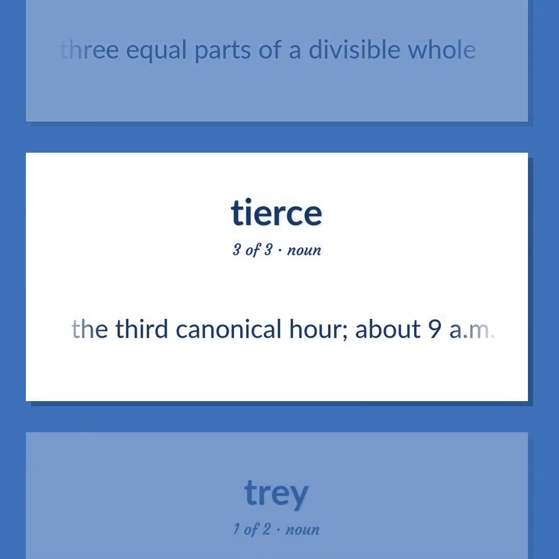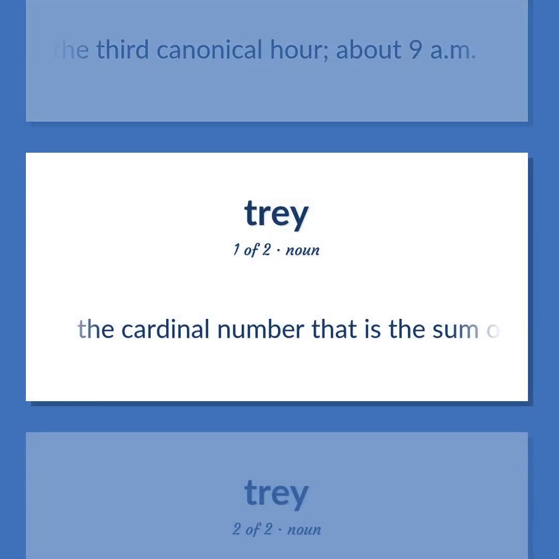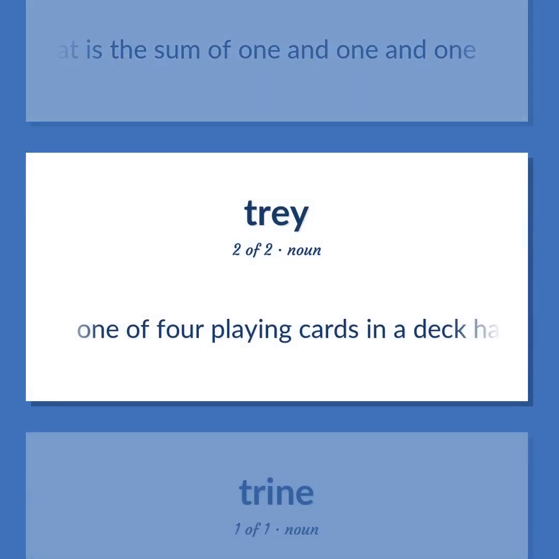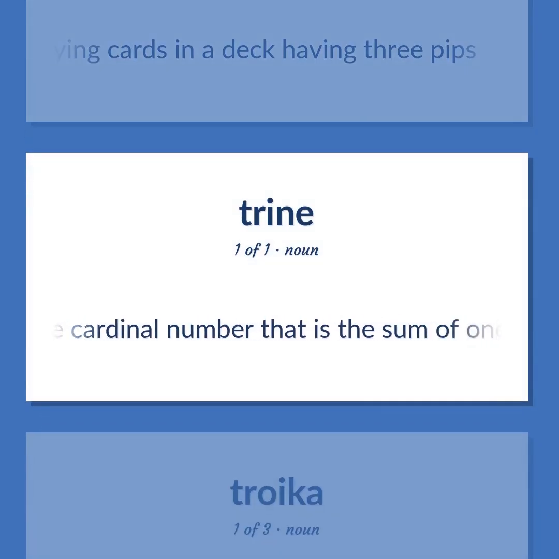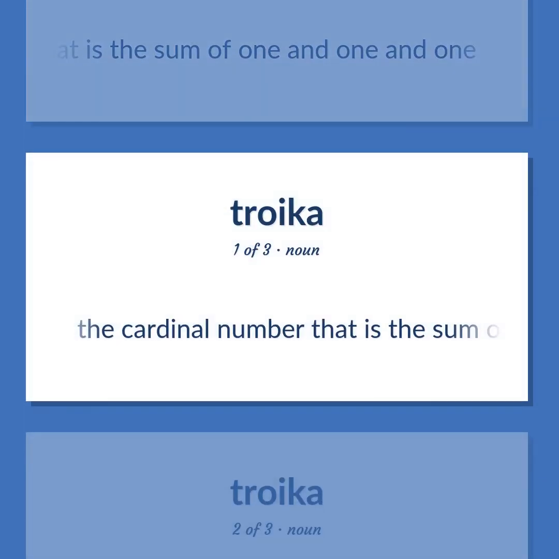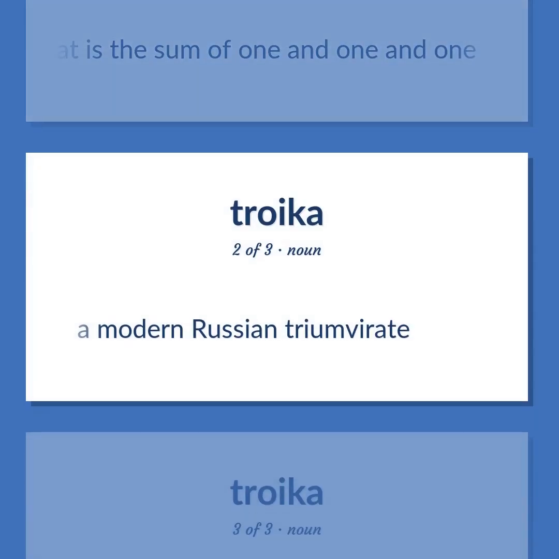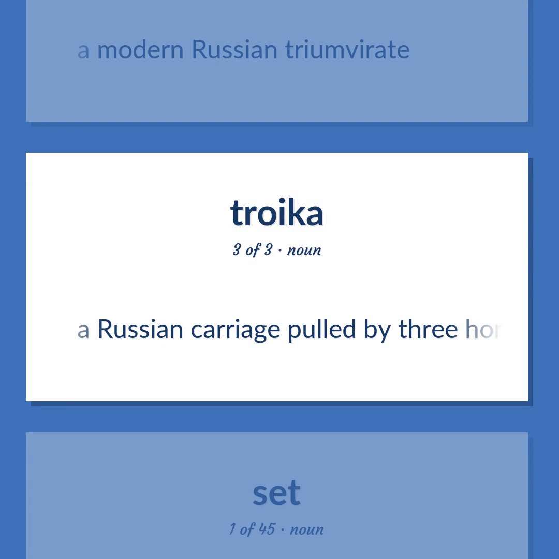The third canonical hour, about 9 a.m. The cardinal number that is the sum of 1 and 1 and 1. One of four playing cards in a deck having three pips. A modern Russian triumvirate. A Russian carriage pulled by three horses abreast.